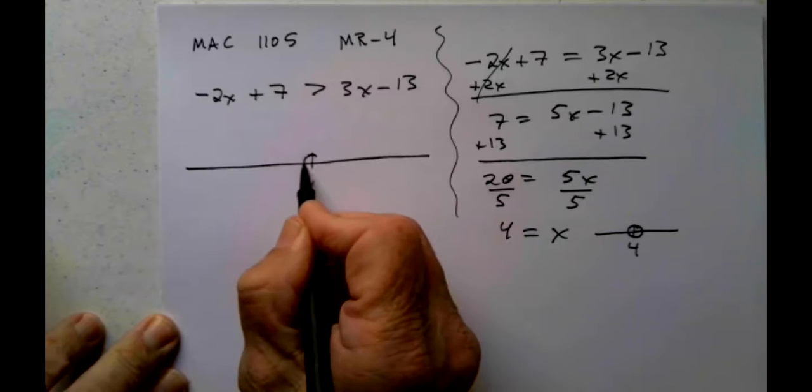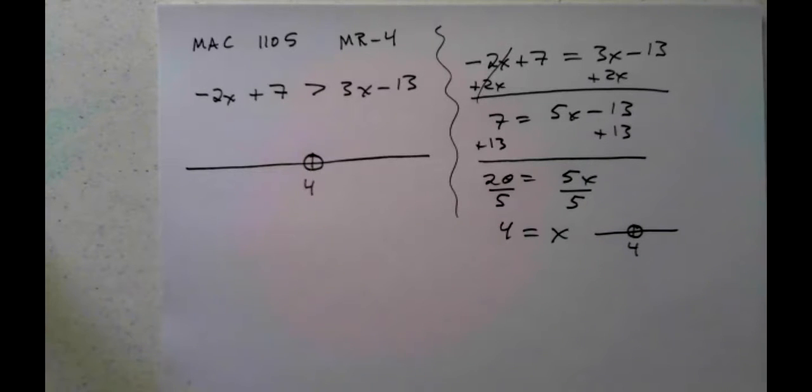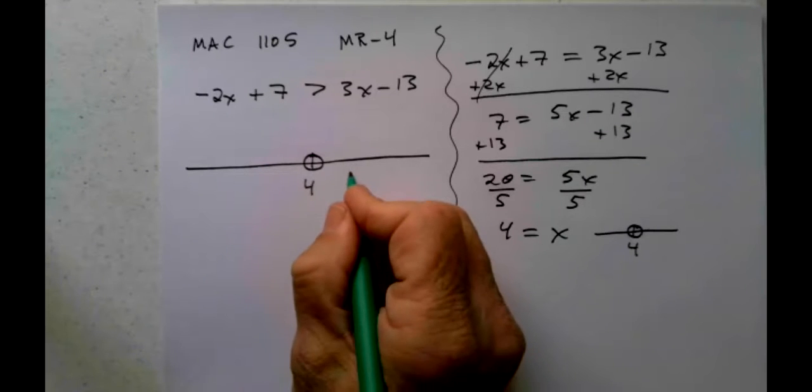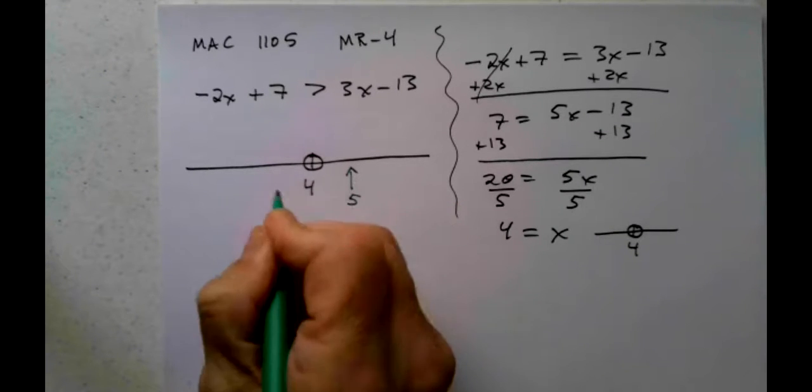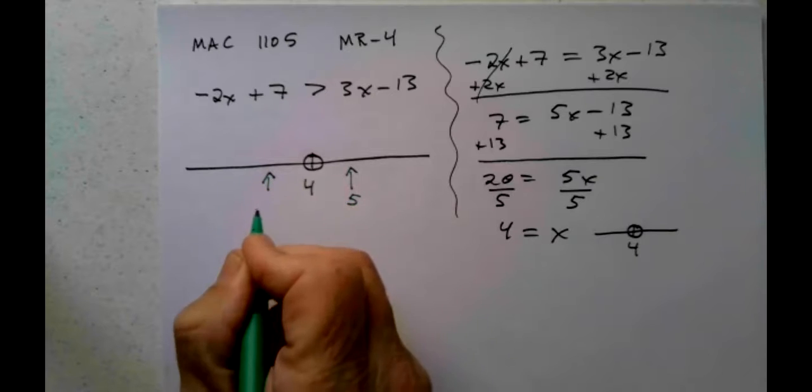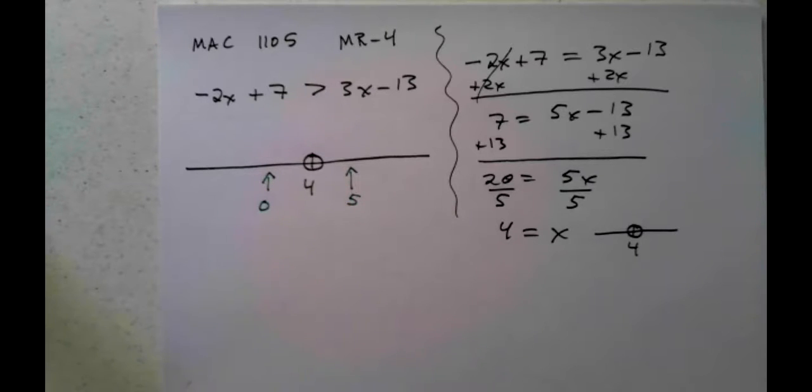We solve it as an equation to find a cut point, and then we look on either side, pick numbers on either side. To the right of 4, a good choice would be 5. To the left of 4, you might want to use 3, but I think 0 is better because 0 is the easiest thing to plug in.